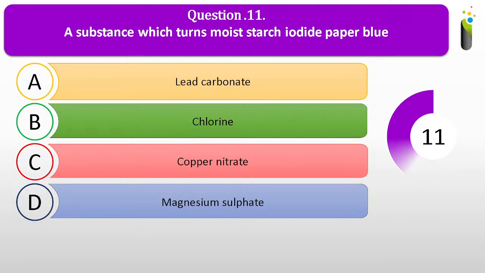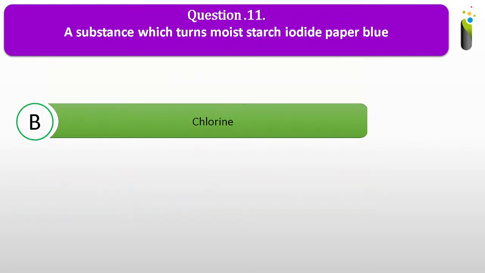So answer me for question number 11. So the correct answer for question number 11 is B. So chlorine turns moist starch iodide paper blue. Coming to the next question, number 12.